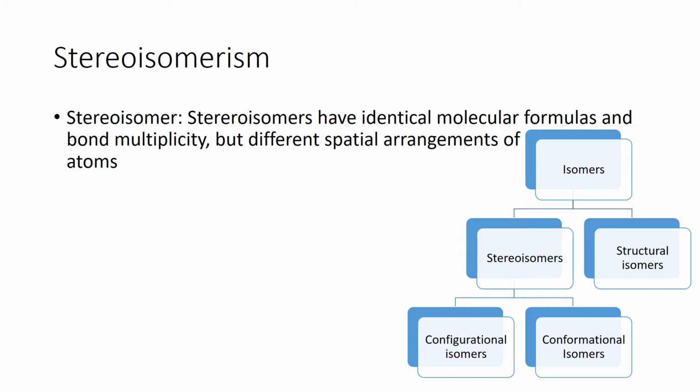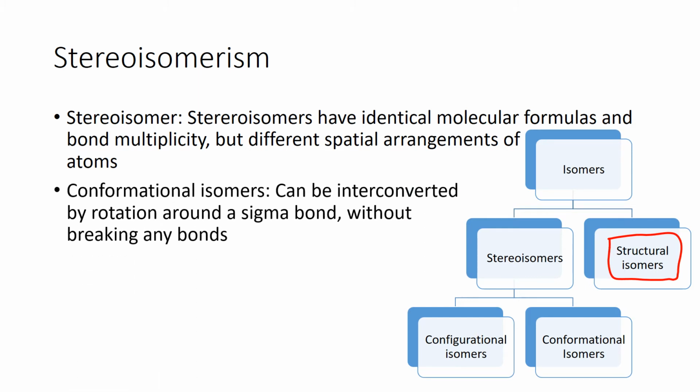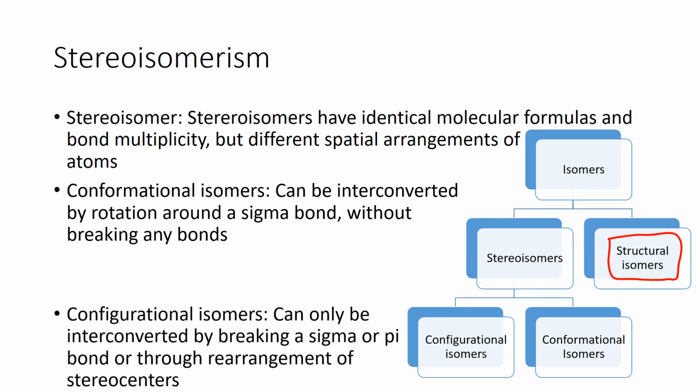But when we look at the isomers, we've already talked about structural isomers like butan-1-ol and butan-2-ol. Stereoisomers have a lot more to do with the arrangement of atoms in space. They're not just connected differently. So we have 2 main types of stereoisomers, conformational isomers and configurational isomers.